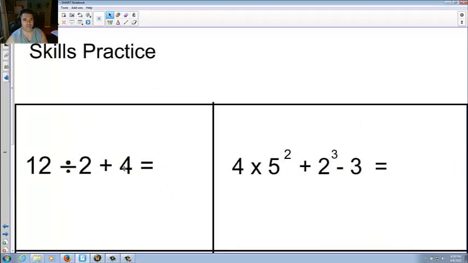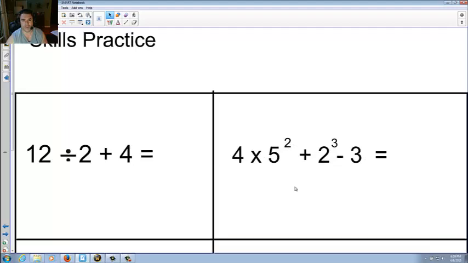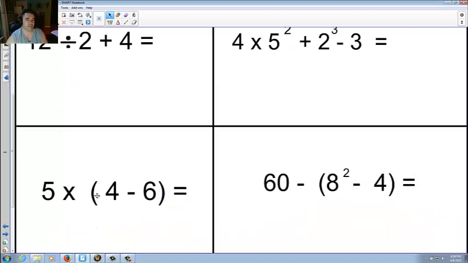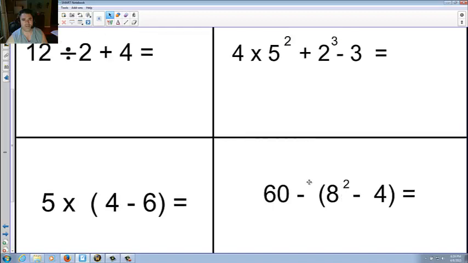12 divided by 2 plus 4 equals. 4 times 5 squared plus 2 cubed minus 3 equals. 5 times 4 minus 6 equals. And 60 minus 8 squared minus 4 equals. Go ahead and pause at this time and resume once you have them.